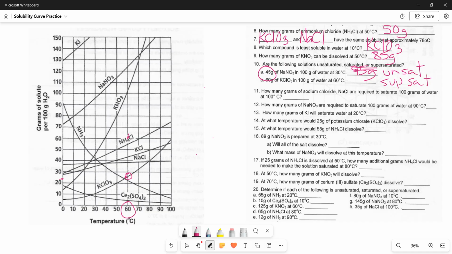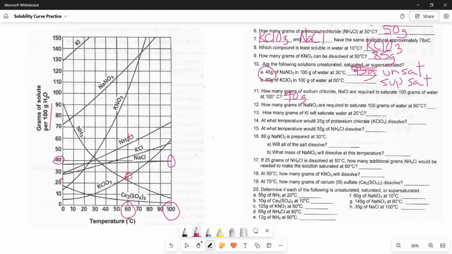11 says, how many grams of sodium chloride are required to saturate 100 grams of water at 100 degrees? So we're at 100 degrees, and we're in 100 grams of water, so that's good. And we want to know how many grams. So if we come up, right here is the sodium chloride. If we go across, it's approximately 40 grams.